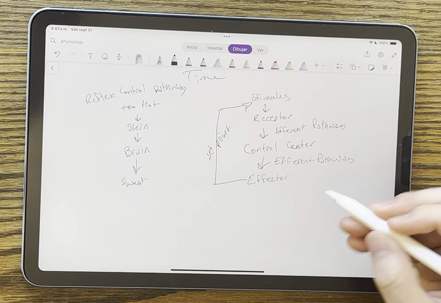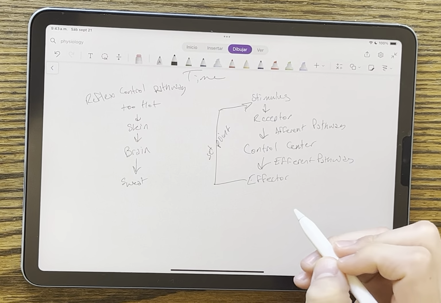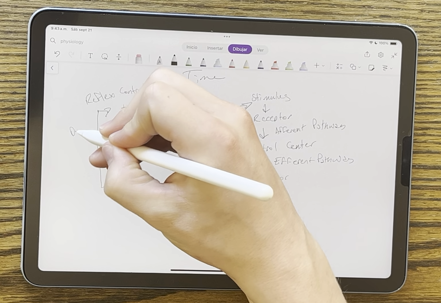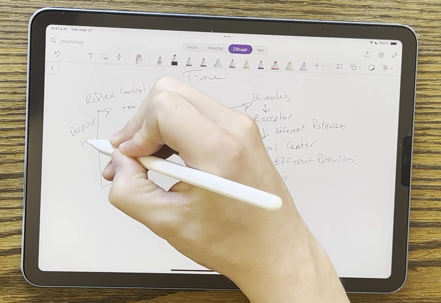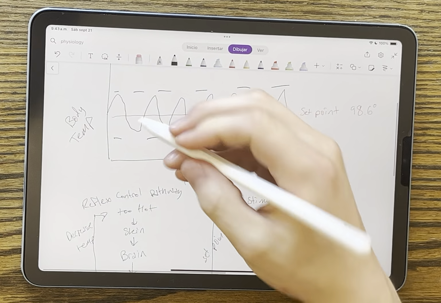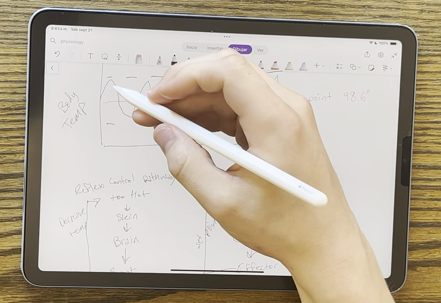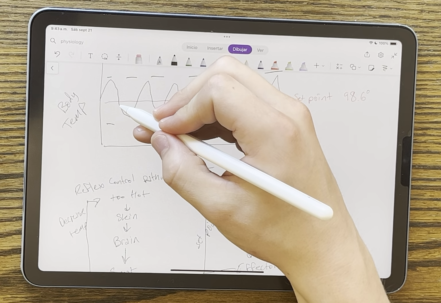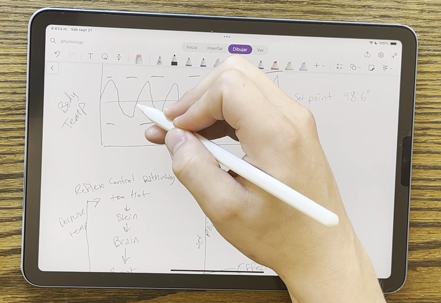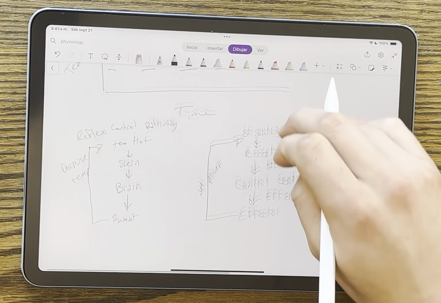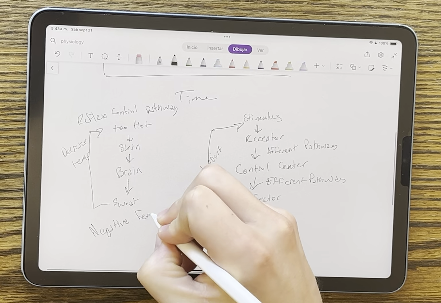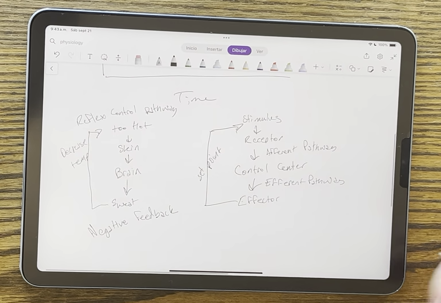It's going to cause the effector to sweat. When we sweat, we decrease in temperature. So we go back, decrease temp. Now we're at the right temperature. And that's what this cycle is. We get too hot, we sweat, we go back down to the set point. We get too cold, we shiver, we get back up to the set point, etc. This is referred to as a negative feedback system, or negative feedback loop.